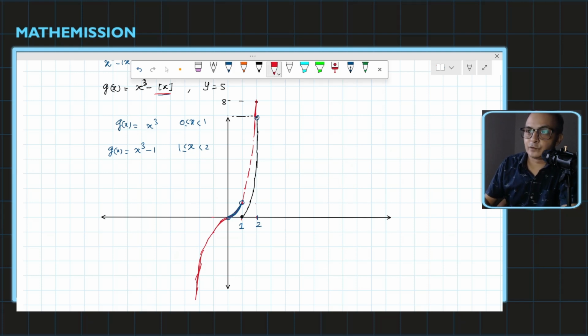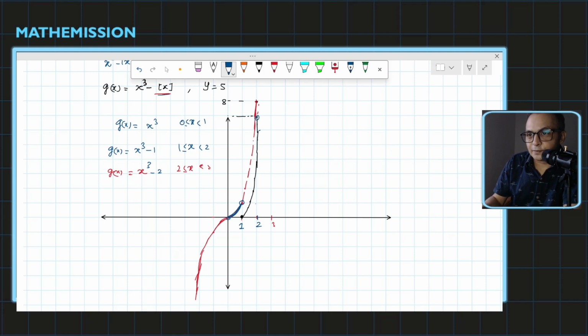After that, again, the red graph from 2 to 3 goes from 8 to 27, and that branch we have to bring. So suppose I'm taking x from 2 to 3, then g(x) will come out to be x cube minus 2. So for this 2 to 3 branch, we have to shift 2 units down. It means this graph was at 2, it was 8. So now it will come to 6. So it should start from here at 6. So 7 is there.